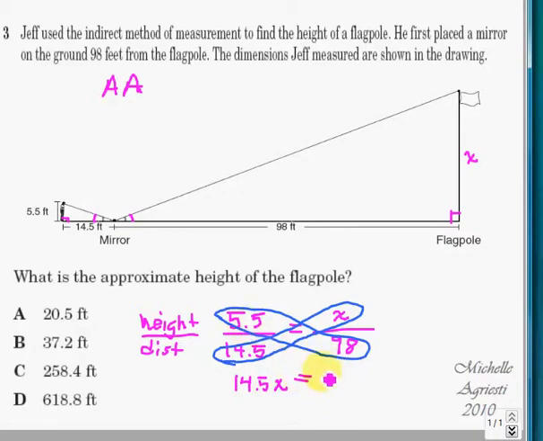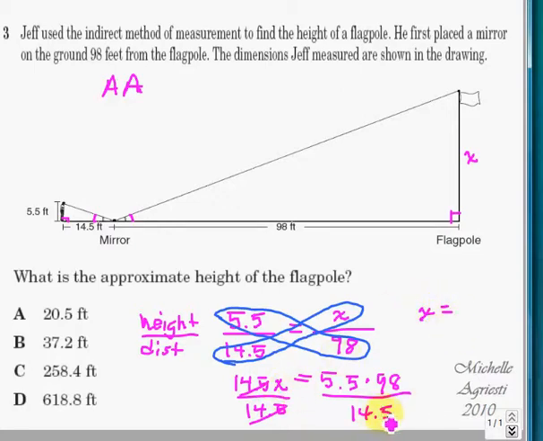equals, and I'm not going to multiply it out, I'll do it here in a minute. I'm just going to write them down. 5.5 times 98. And then we will be dividing by 14.5 to isolate x. So what we do to one side, we want to make sure and do to the other side. And my 14.5 will cancel, leaving x.